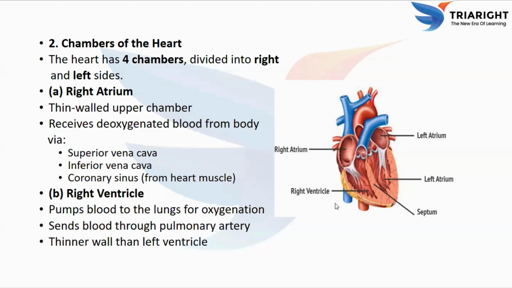So next to the right atrium, the right ventricle is located on the lower chamber on the right side. In the diagram, it is the lower and slightly larger chamber beneath the right atrium.